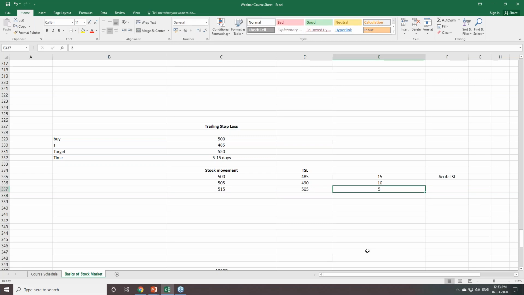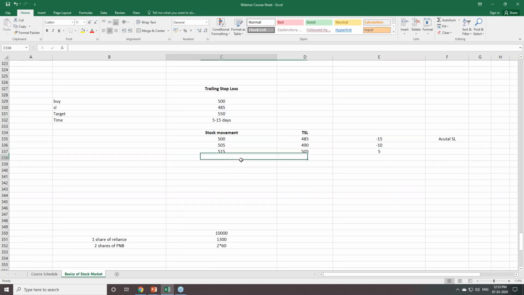I'll also show you the graphical view. When the stock moves to 525, shift the stop loss to 520. When the stock moves to 530, shift the stop loss to 525. When the stock moves to 540, shift the stop loss to 535. When the stock moves to 550, book profit. Always book profit when the target is done. Don't wait for any further move.